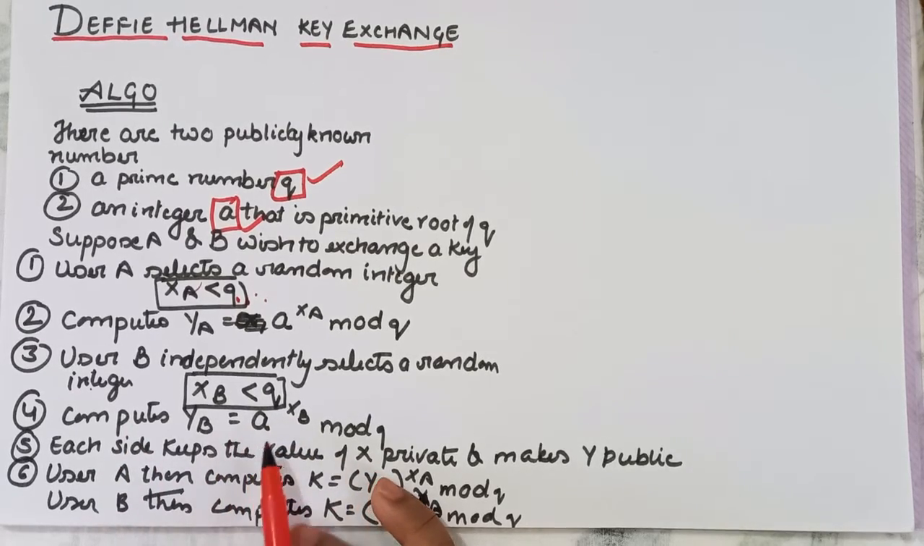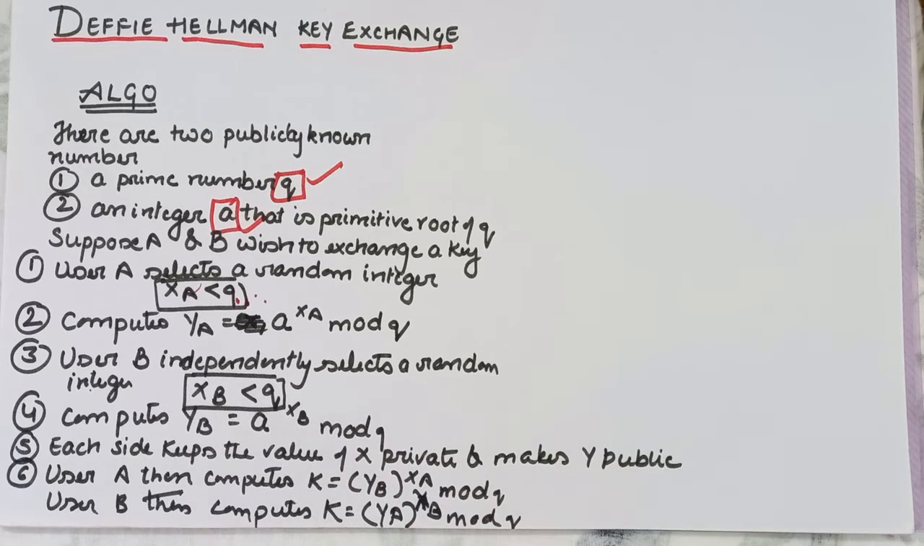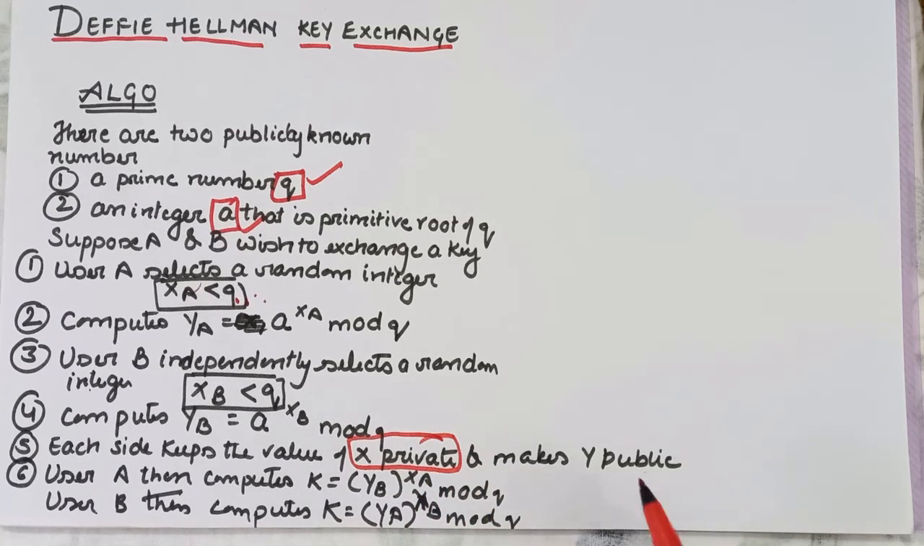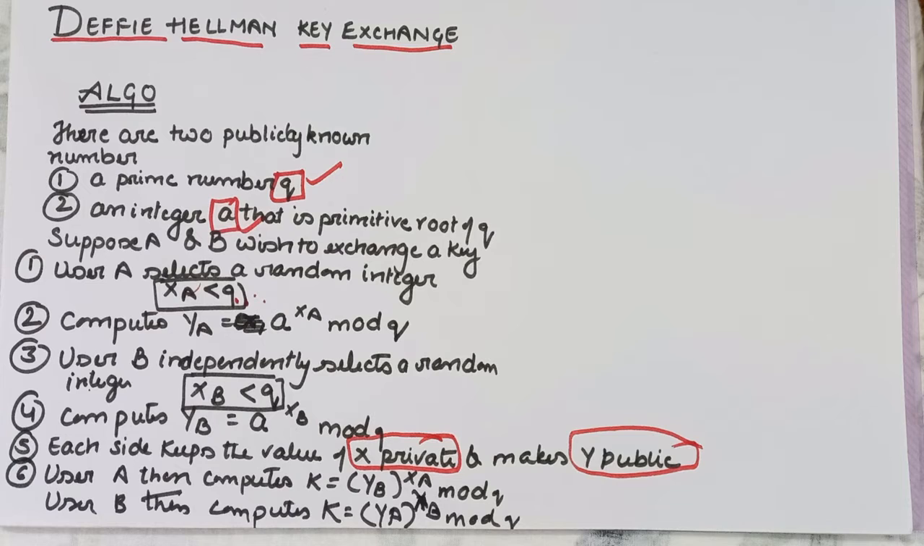After computing yb as a to the power xb mod q, each side will keep the value of x private, and the value of y will be made public to everybody. Since a has chosen a random number xa, and b has chosen a random number xb, both these x numbers are very private to them. And they will make public the values ya and yb.